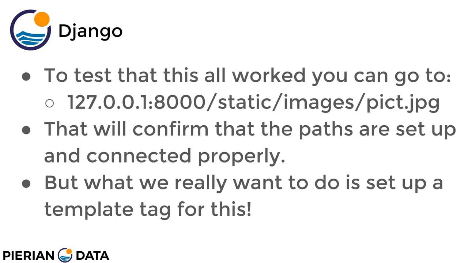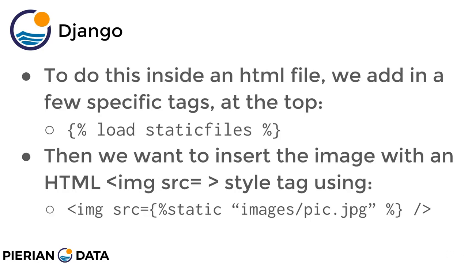But what we really want to do is set up a template tag for this. So that line right there shows us that we have everything connected, but then we're going to learn how to actually inject that static media image using template tags. And to do this inside an HTML file, we need to add in a few specific tags. So at the top of that HTML file, we're going to add this load static files, which basically tells Django to load up the static files. But keep in mind, this line right here is going to go after that doctype HTML line. So that doctype HTML that's automatically created when we create an HTML file, make sure that always goes at the top, otherwise you may get errors. And we'll walk you through this when we actually code this out.